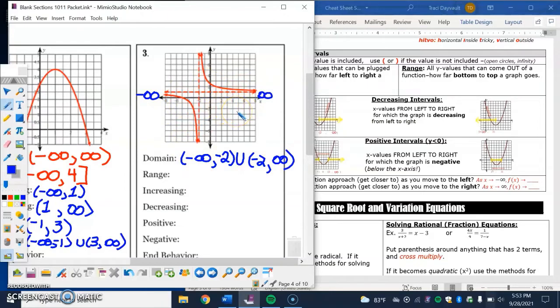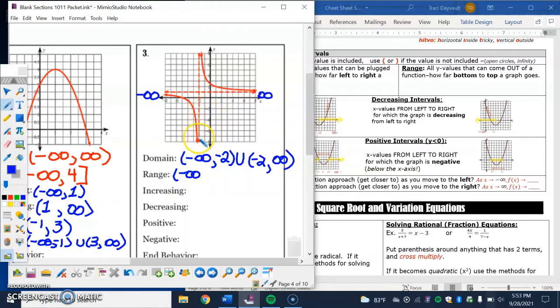Now, why do you think -2 cannot be plugged into this inverse variation function? Well, obviously, it must be a number that you would plug in that would make the denominator equal 0, which means you would be dividing by 0. The range is how far this graph goes from bottom to top. This graph does keep going down forever.